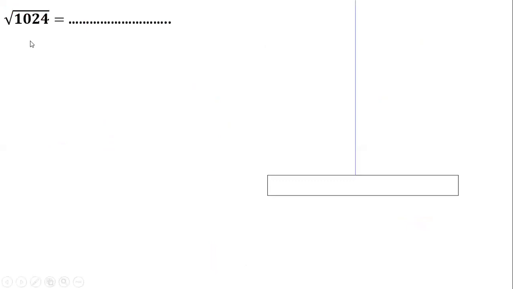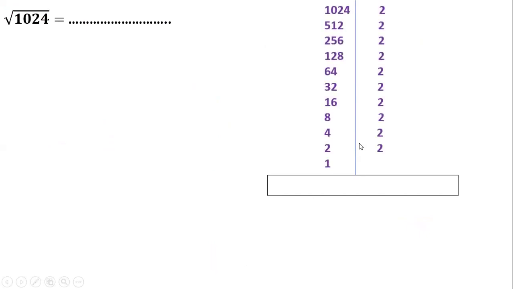Now, radical 1024. Let's make the prime factorization of 1024. This is the prime factorization of 1024. To write the prime factors, we take each pair of 2's together: 2 times 2 is 2 squared, so 2 squared times 2 squared times 2 squared times 2 squared. These are the prime factors of 1024.